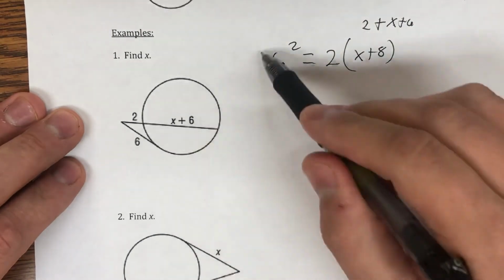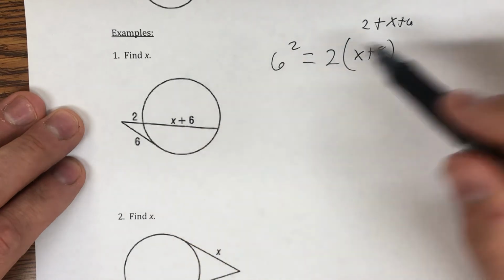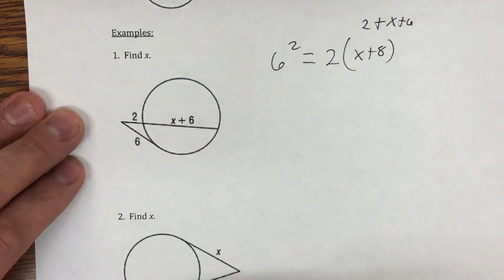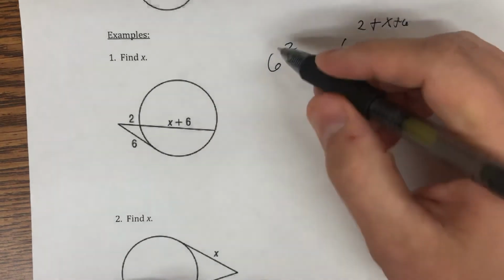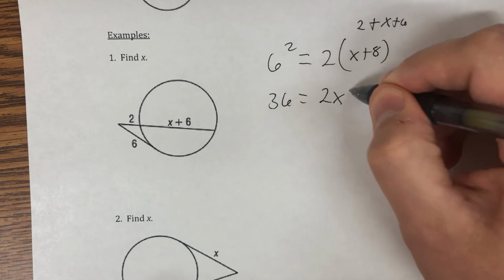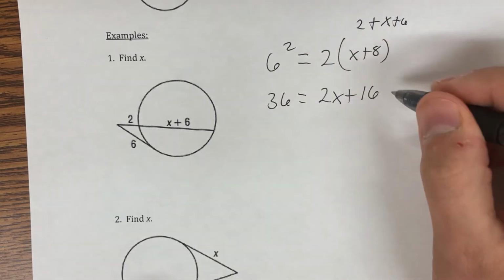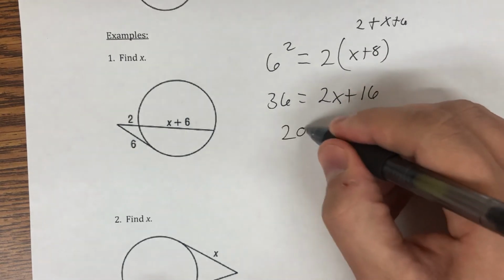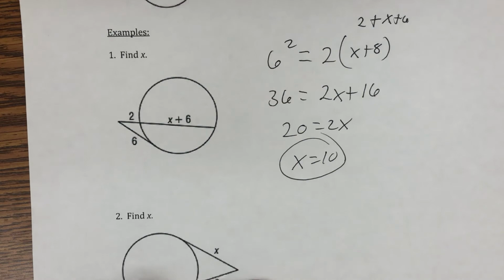Tangent, 6 squared, the tangent segment squared, is equal to the outer part 2 times the whole thing, combined the like terms. All right, next step, when I square it, 36 equals 2x plus 2 times 8 is 16, have to distribute. Subtract, 20 equals 2x, and x is equal to 10.